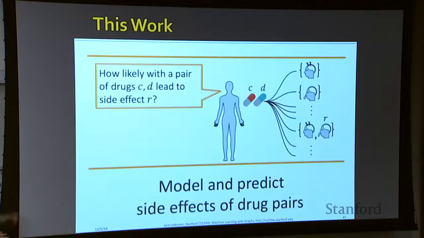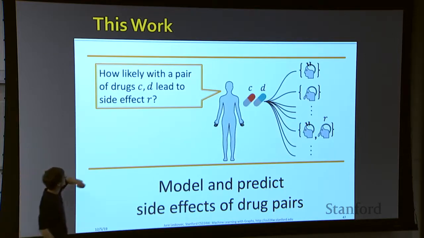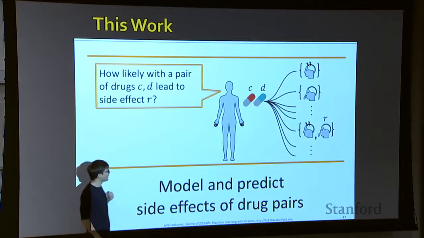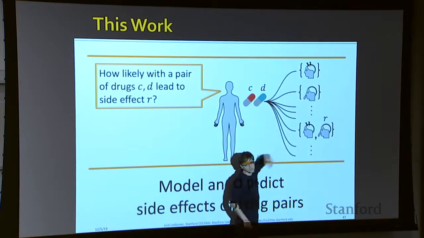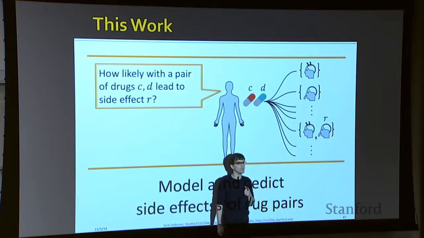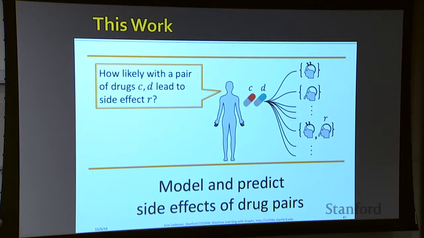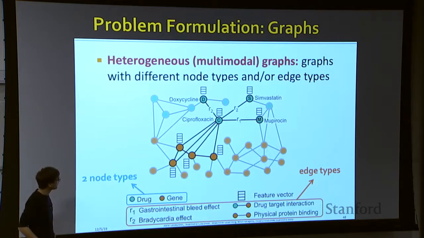So for the purpose of this lecture, we will ask the following question: if a patient takes drugs C and D, what kind of side effects might we expect? Given a pair of drugs, we want to predict what kind of side effects these drugs may lead to. That's the prediction problem. And now we will formulate this prediction problem. We will create this heterogeneous network that will be the following.